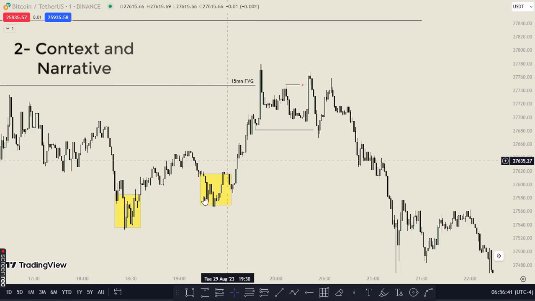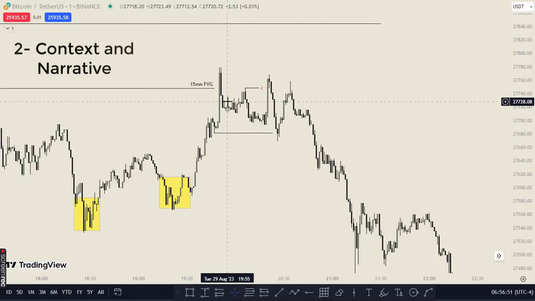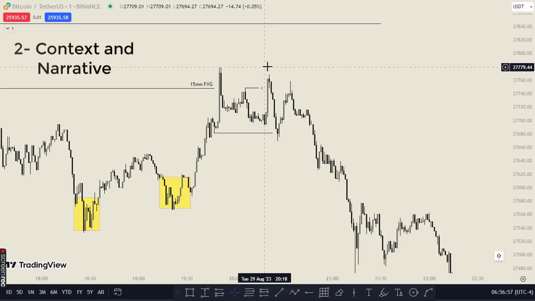This is the second accumulation of longs. So these are low resistance liquidity. This is our next target. So now we wait for that market structure shift to happen. And here is the market structure shift. Here it happens, right? So this is a real market structure shift.